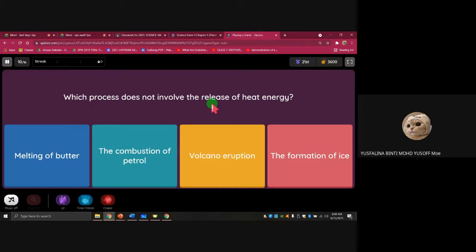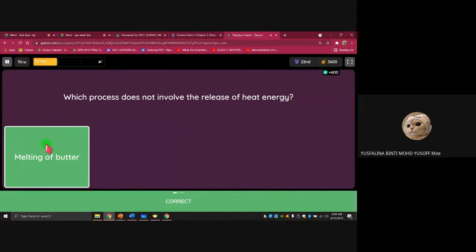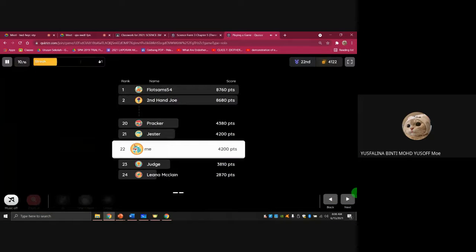Number 1, melting of butter. Melting of butter, it absorbs heat, right? So that one is the endothermic. So actually the answer is yes. Melting of butter.